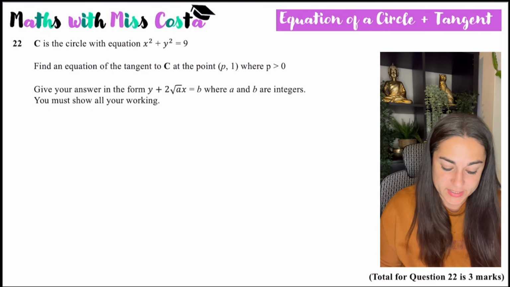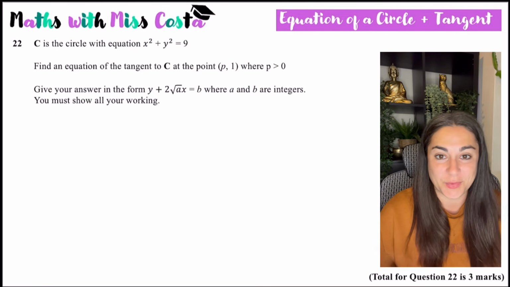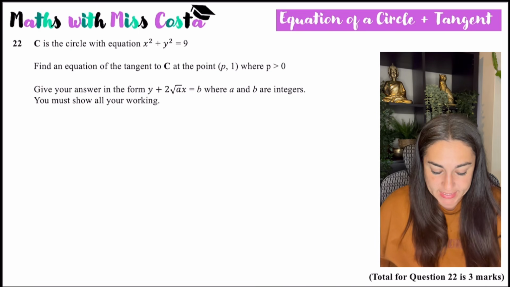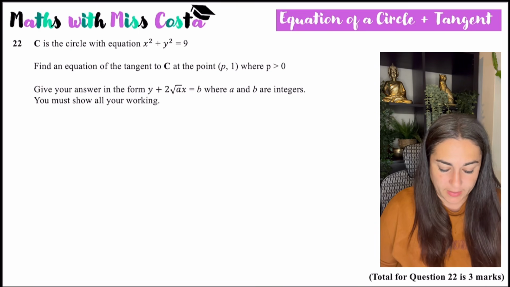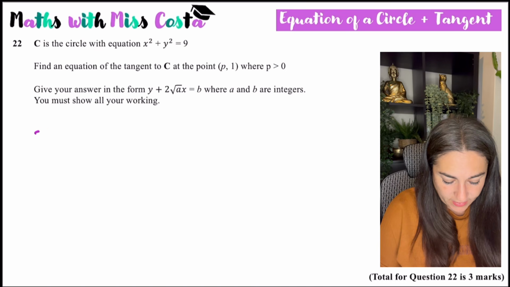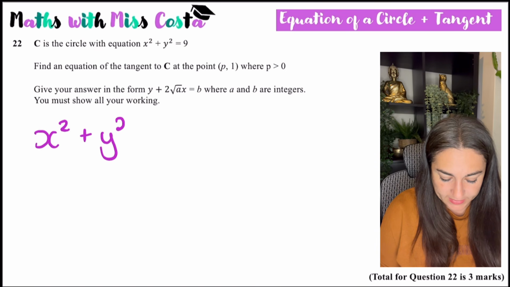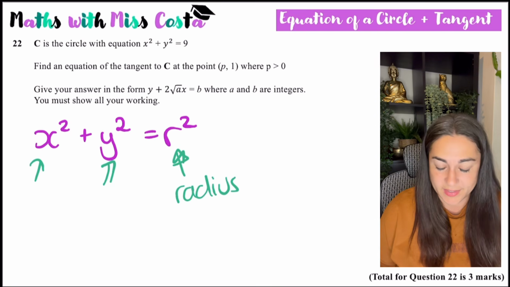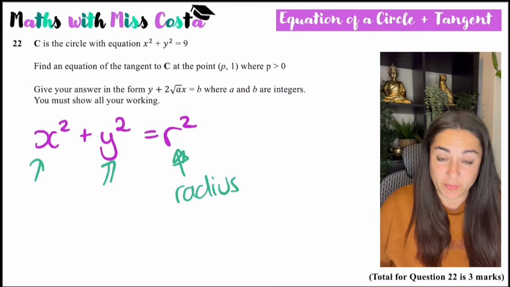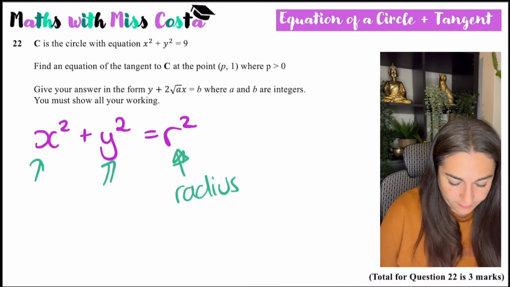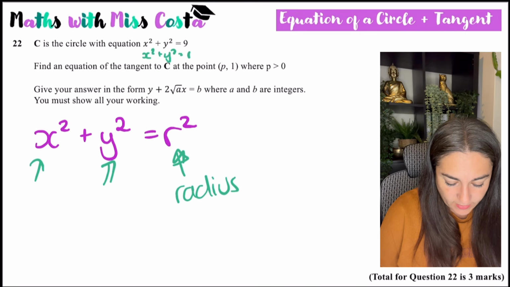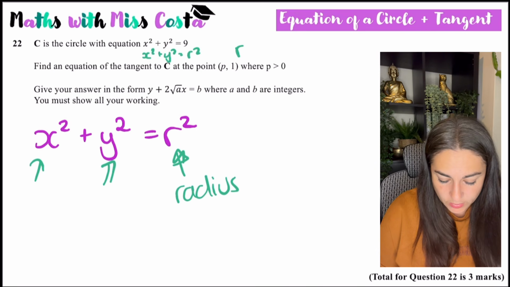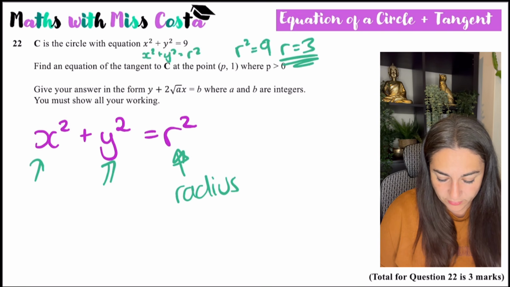Okay, so here we've got a tangent to a circle equation kind of question. So the first thing we want to know about circles is that the equation of every circle is x squared plus y squared equals r squared, where r represents the radius and x and y represent the x and the y coordinates. I haven't read the question yet, but I know that if x squared plus y squared equals r squared, then for this circle, r squared is 9, which means that the radius must be 3.